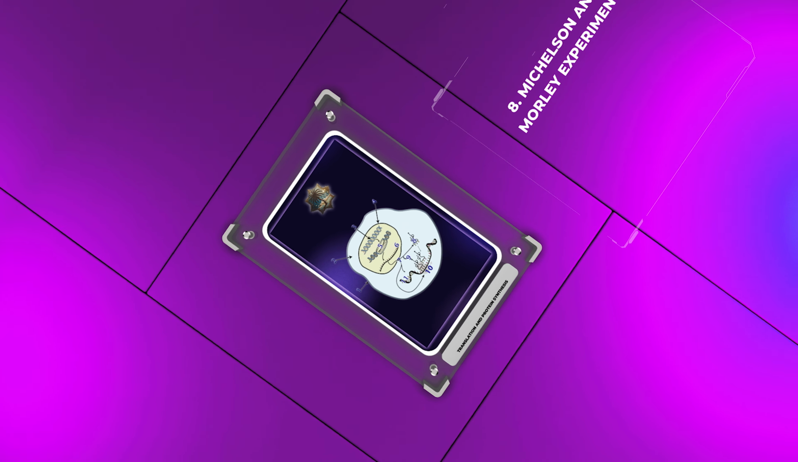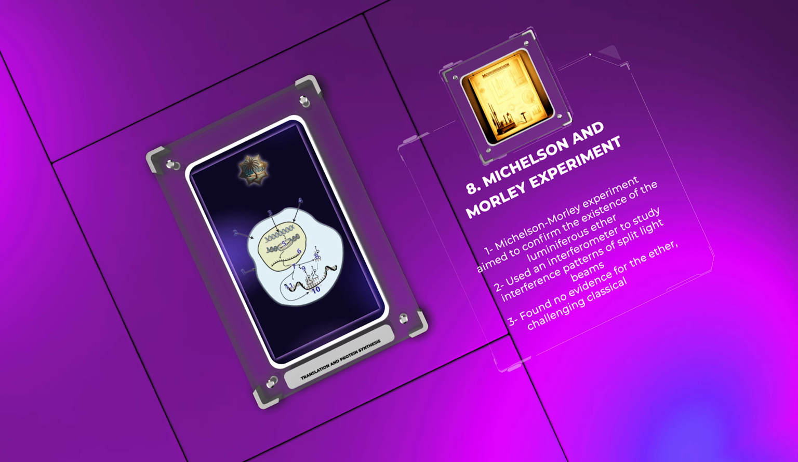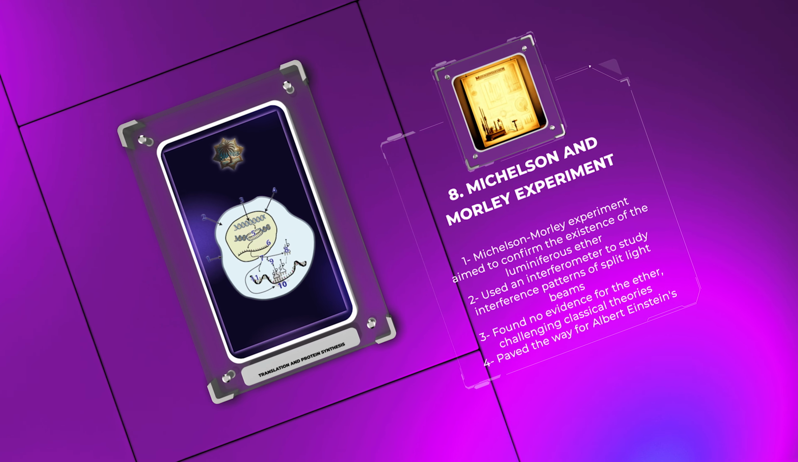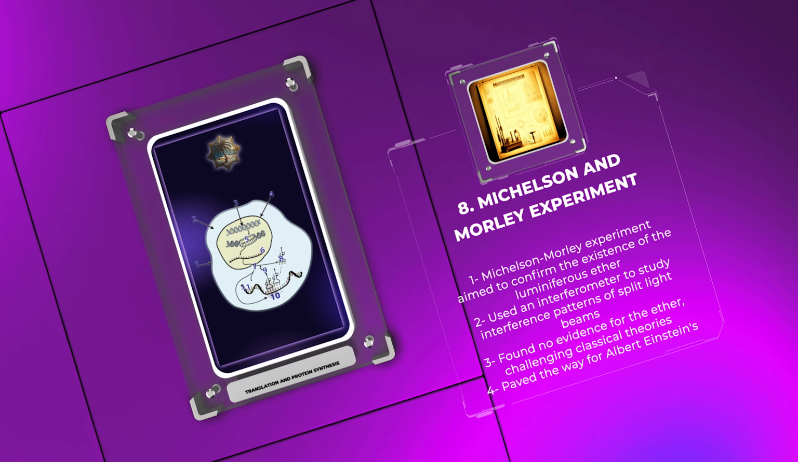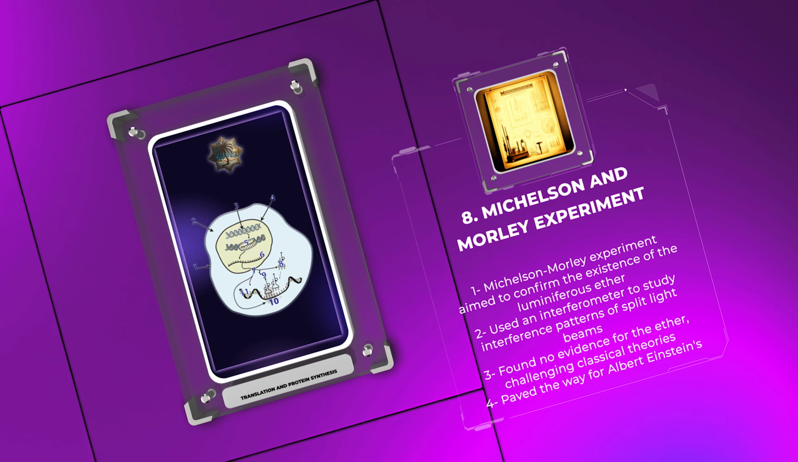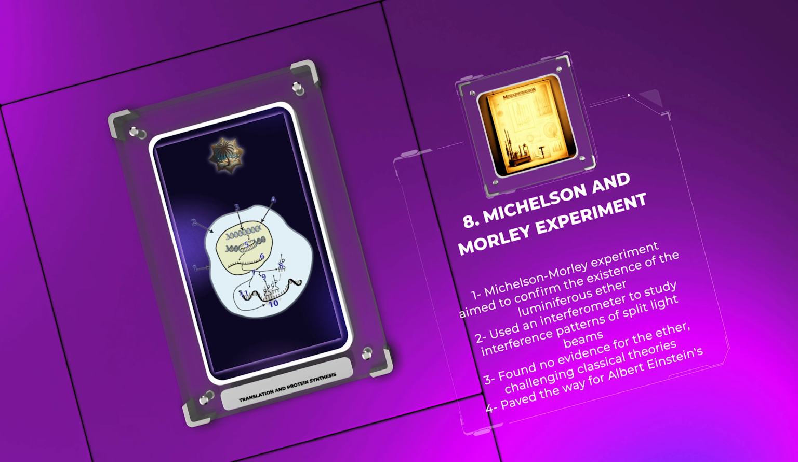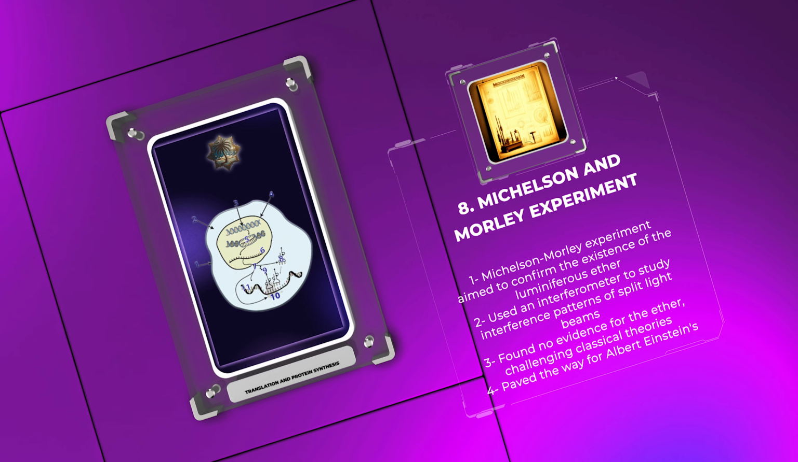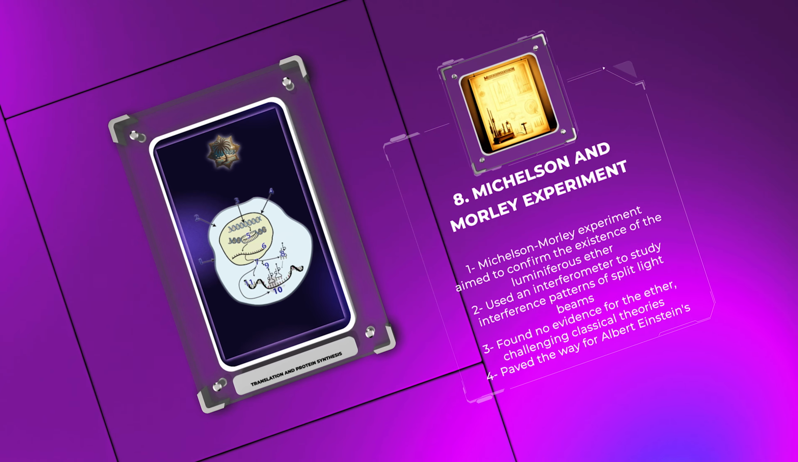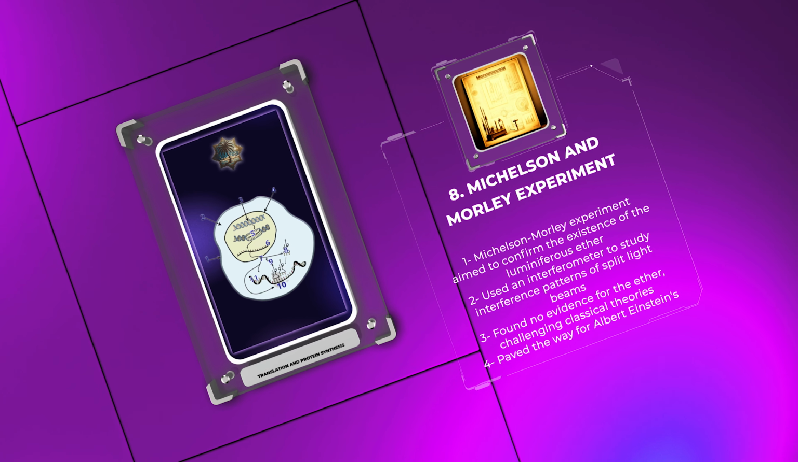The Michelson-Morley experiment in the late 19th century aimed to confirm the existence of the luminiferous ether, a medium believed to convey light waves. Using an interferometer to study the interference patterns of split light beams, the experiment unexpectedly found no evidence for the ether. This challenged classical theories and paved the way for Albert Einstein's special relativity theory, transforming our comprehension of time, space, and light.